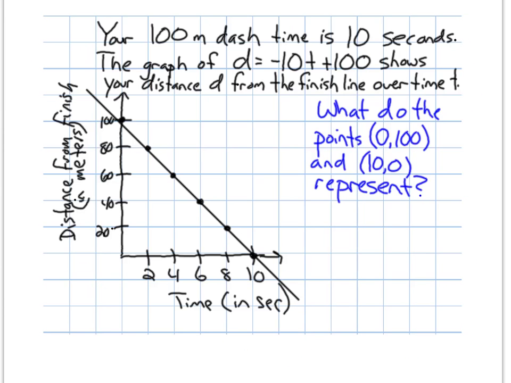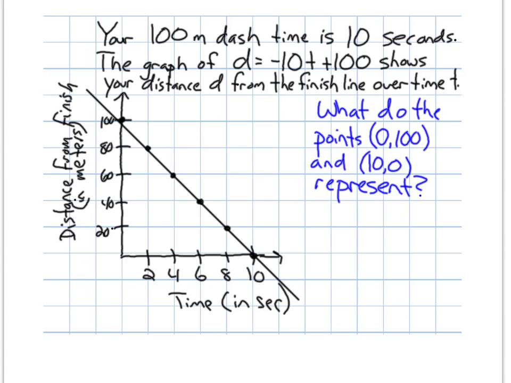Alright, and here's kind of a real-world example of how we can read one of these graphs. So it says your 100-meter dash time is 10 seconds. This graph right here, distance equals negative 10 times the time plus 100, shows your distance from the finish line over time. Okay, and your time is in seconds here. So what we're saying is your distance from the finish line is equal to negative 10 times the number of seconds you've run plus 100. Okay, and we want to know, what do the points 0, 100 up here and 10, 0 represent?